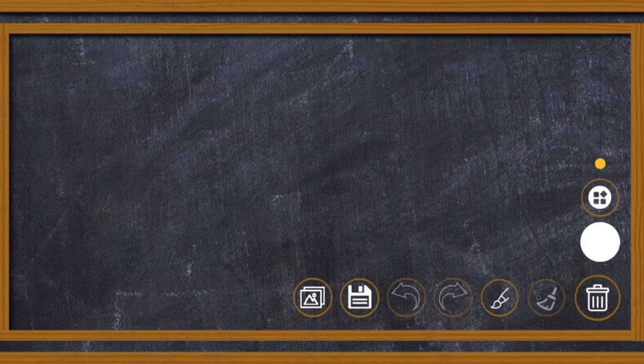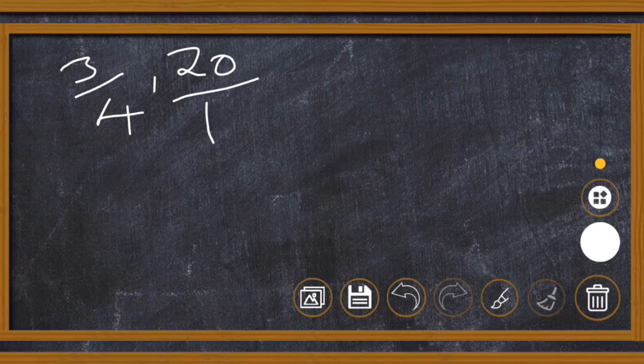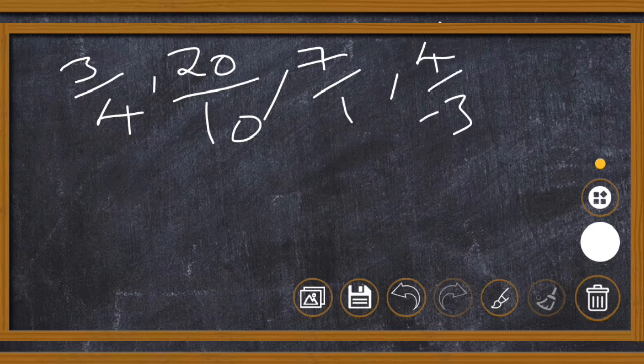So let's say we have 3 over 4. This is a rational number. If we have, let's say, 20 over 10, this is a rational number. Let's say we have 7 over 1. This is also a rational number. If we have 4 over negative 3, this is also a rational number. So in short, any fraction can be called a rational number, provided that the denominator is not equal to 0.